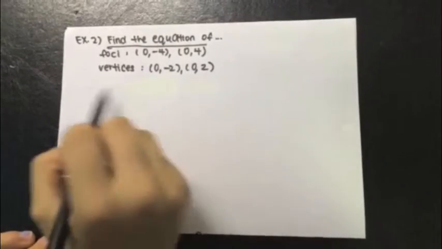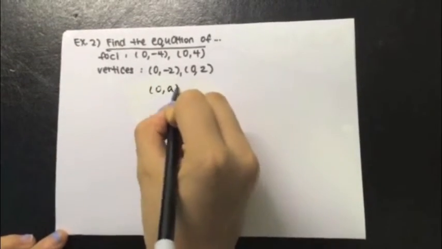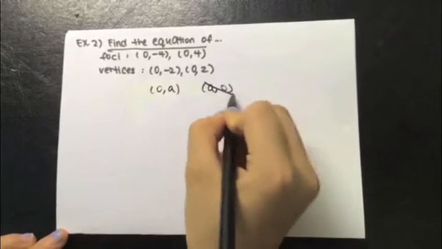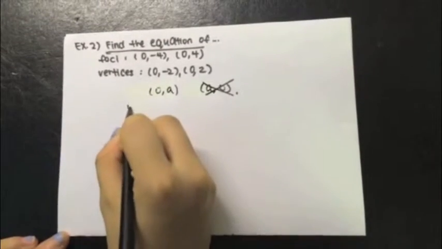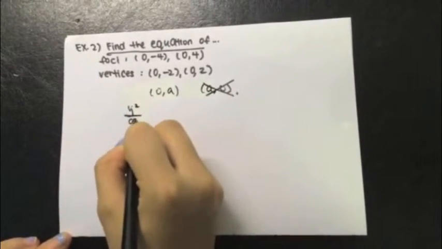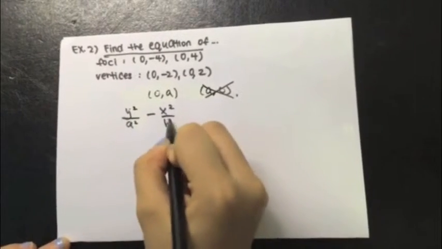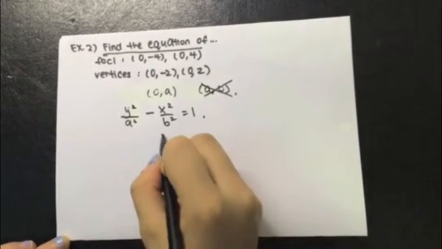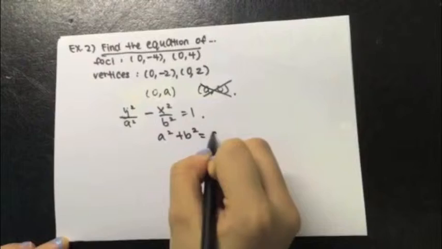So let's find the equation. First of all, we know that it's 0, a, not a, 0. Therefore, the structure of the equation would be y squared over a squared minus x squared over b squared equals 1. And we know that a squared plus b squared equals c squared.